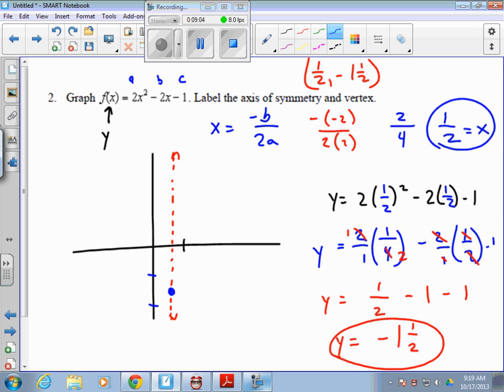So it says to label the vertex, we can label that with its ordered pair. We just put it just like this, 1/2 negative 1.5. We know that that graph is going to open up. We know it's going to open going up because a is positive. 2x squared, its a value is positive. So what you want to do now is you want to come up with a table.